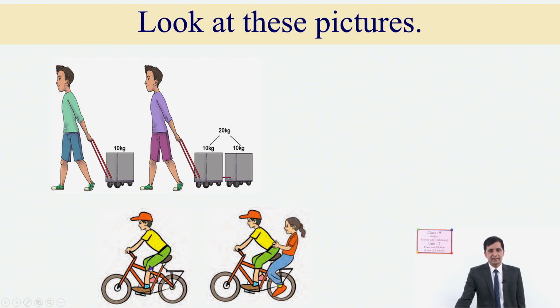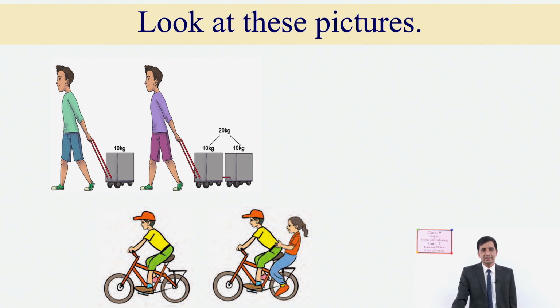And in this other picture, look once. The difference between these two pictures is that in the first picture, only the cyclist is there, but in the second one, there is a person sitting on the backside. Just like the first picture, in the second picture also there is a difference in mass because of the extra mass of the person sitting on the backside of the bicycle.